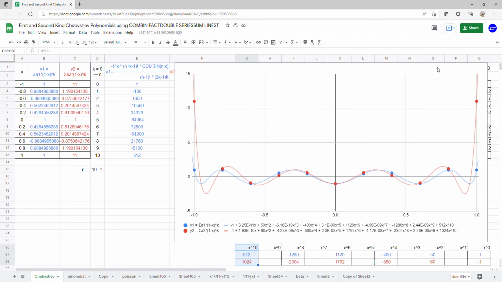This completes the use of the combine function, the double factorial, and Taylor-Maclaurin series sum of LINEST polynomial regression to generate the first and second kind Chebyshev polynomials.